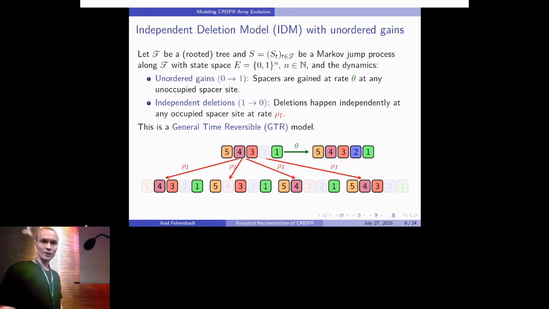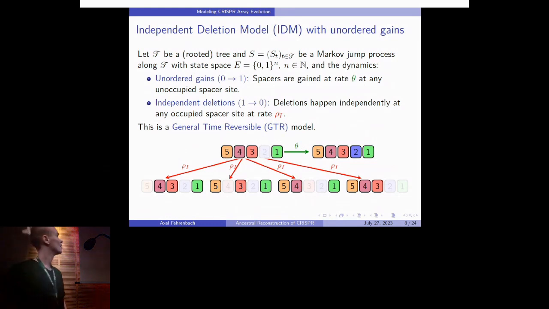If you look at the bottom, can you actually see that? Yes. You have your array, and this evolves over time in a continuous Markov process. And you can gain not-present spacers with some rate theta, and you can lose every position that is occupied with some rate rho. So a very, very simple model for a start.